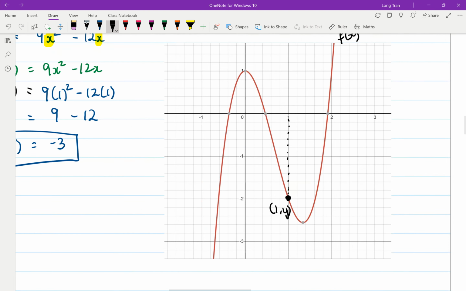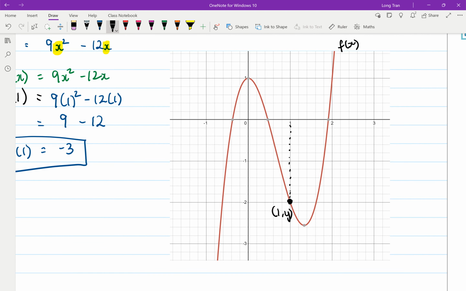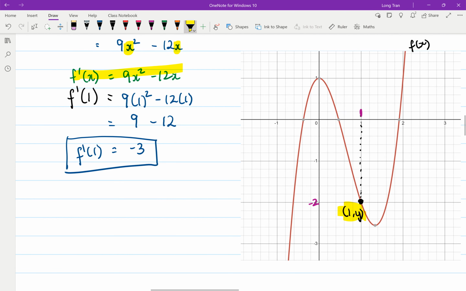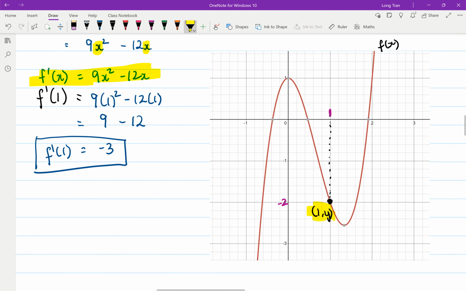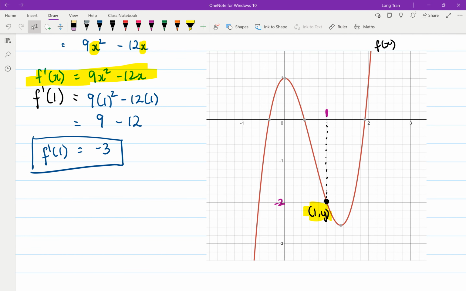All you're doing is this. If x is 1 here, I'll probably use another color, 1, and this is -2. You've got this point on the graph. They said find the derivative. You found the derivative. This is your derivative, which you don't see right now. One of the challenges of this exercise is they will ask you to sketch the derivative graph. We won't touch that yet.